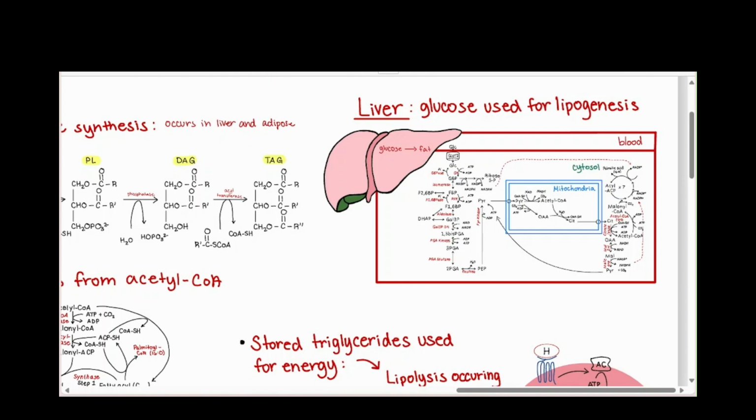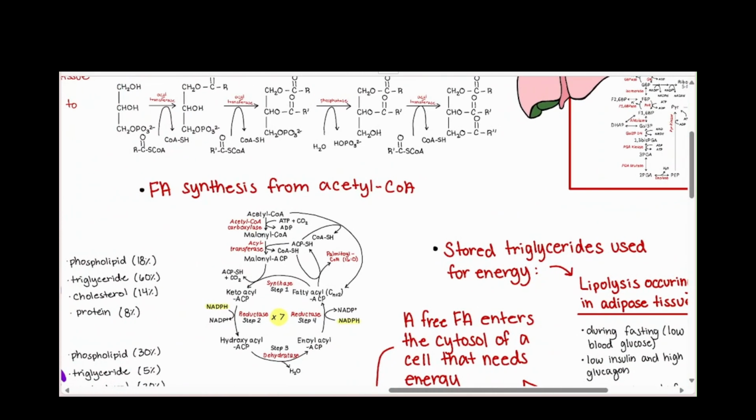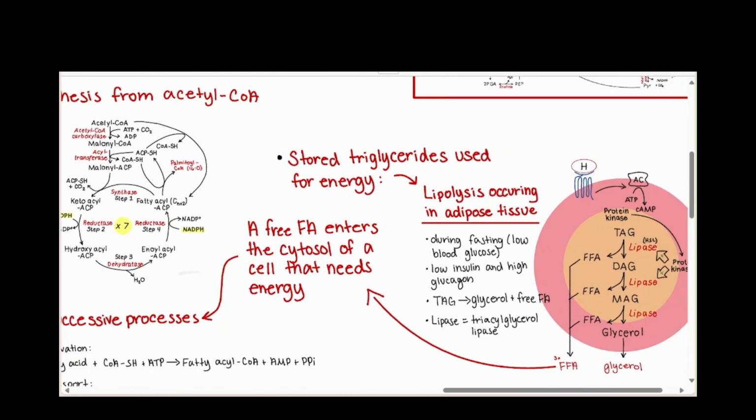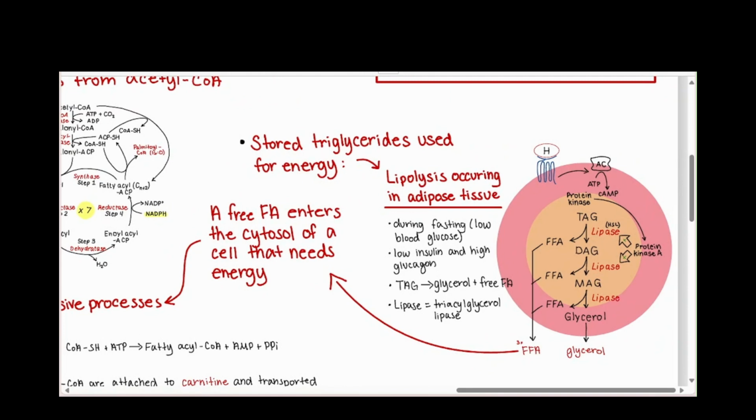In the process, acetyl-CoA, mainly derived from glucose, exits the mitochondria as citrate, and once in the cytosol, is cleaved into oxaloacetate and acetyl-CoA by citrate lyase, and through a 7-step process requiring NADPH, acetyl-CoA is transformed into palmitoyl-CoA, and stored glycerides are broken down through lipolysis, especially when blood glucose is low, insulin is low, and glucagon is high.